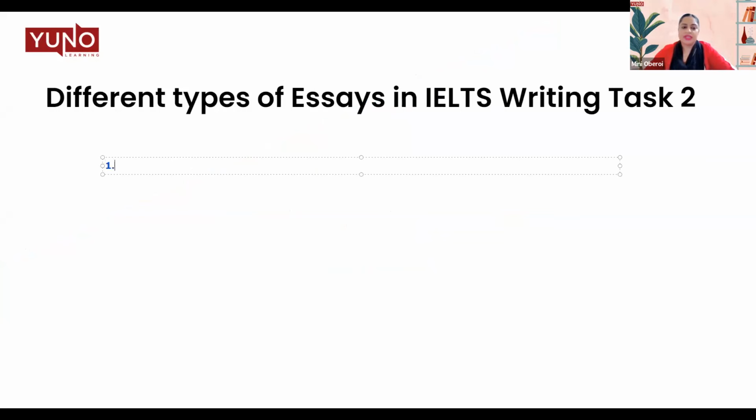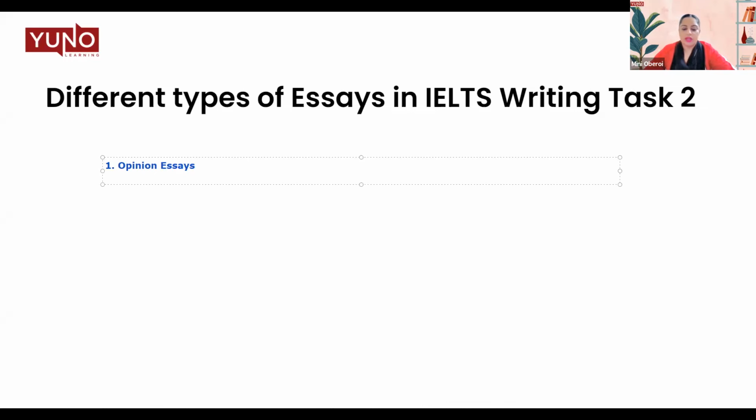IELTS essays are categorized into 5 different categories. I always tell the students that we should be prepared not only with one type of essay, but we should also know the variations that we can expect. Now, the first type of question is the opinion essay, or some people even call it how to present your views or ideas, how to present your thoughts. So opinion essays.